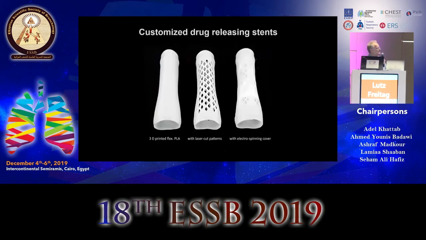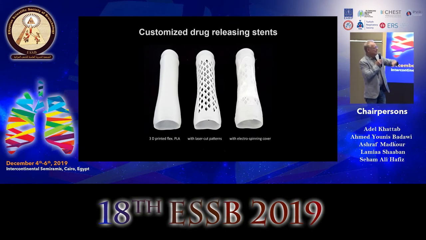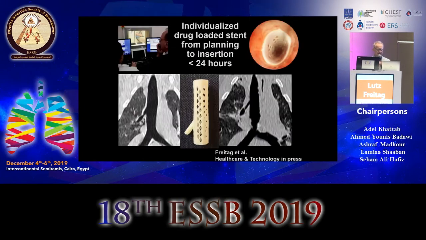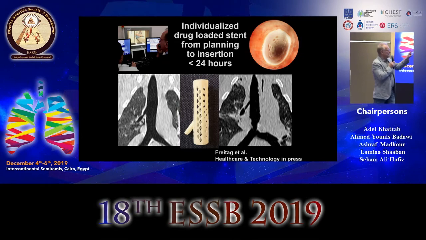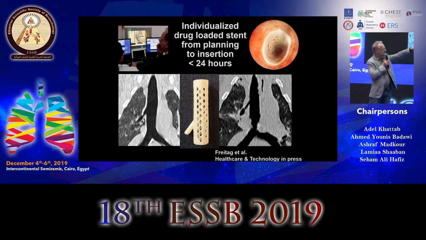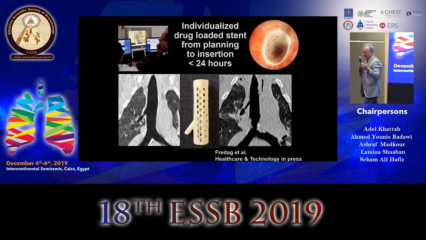Again, experimental stuff. So customized drug releasing stents would be, we print them with a flexible PLA, laser cut them, and then surface treat them with drug eluting substances. The beauty of this technique is illustrated here. On the left upper part, you see a pig. This is in Greece where I do my animal experiment. We get the CT from the pig. Within 24 hours, I print the stent, finalize it, and this is 24 hours later where you see the perfectly matching stent in situ, and again, doable.